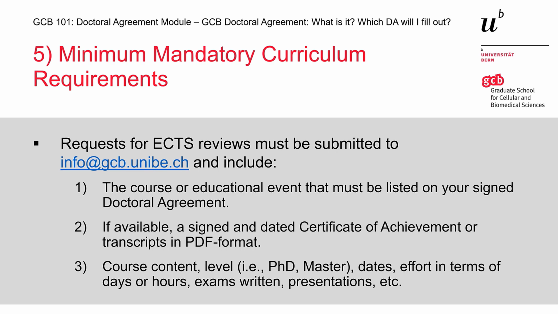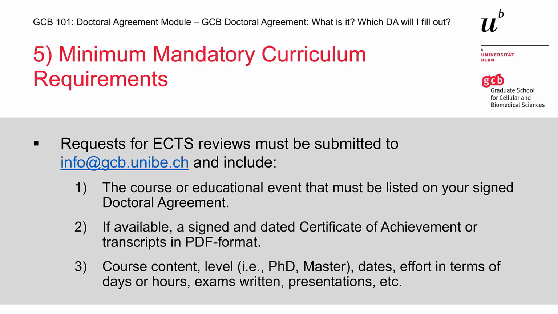Requests for ECTS reviews must be submitted to info@gcb.unibe.ch and include: Number 1. The course or educational event that must be listed on your signed doctoral agreement. Number 2. If available, a signed and dated Certificate of Achievement in PDF format. This is only needed if you have attended the course prior to filling out your DA.